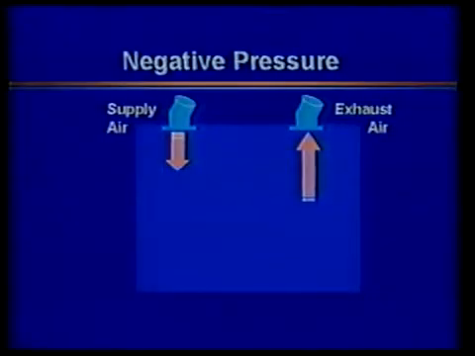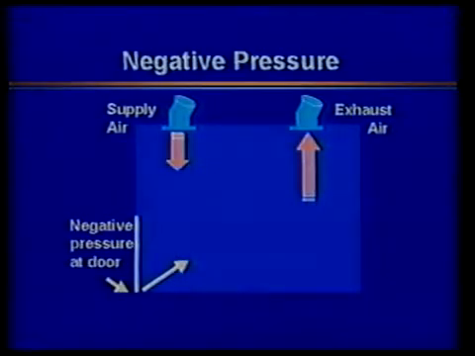The intent of negative pressure is obviously to keep any infectious particles generated in the room from escaping to the hallway or another room. It's achieved by setting the mechanical system so that more air is removed or exhausted than is supplied. The difference or offset causes air to be continuously drawn into the room under the door. The faster the air moves under the door, the better.